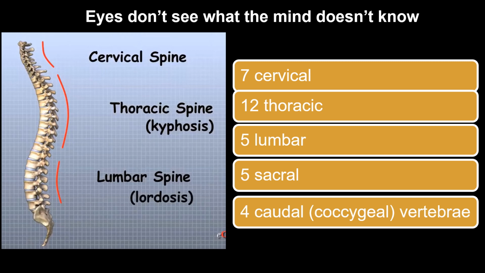There is a saying, eyes don't see what the mind doesn't know. So before we see a patient, we should know at least the basic anatomy and the differential diagnosis so that we can look for the problems. The vertebral column consists of 33 vertebrae: 7 cervical, 12 thoracic, 5 lumbar, 5 sacral and 4 caudal. The sacral and caudal fuse together to form the sacrum. You'll have a normal thoracic kyphosis, and there will be lordosis of the lumbar spine. Today we'll be concentrating on the lumbar spine.